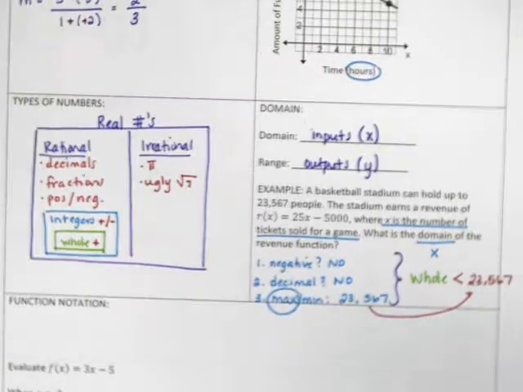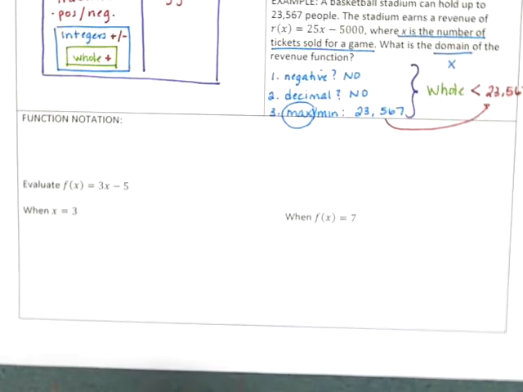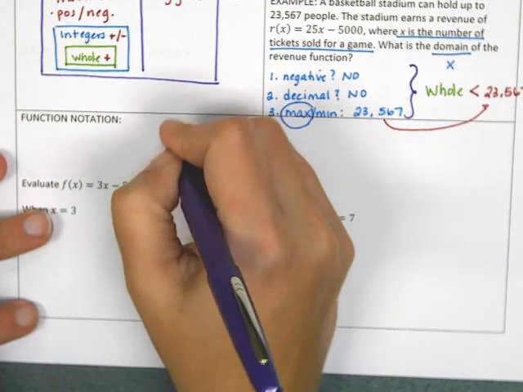Another thing that we learned about was a special notation for functions. So we said function notation looks like this.